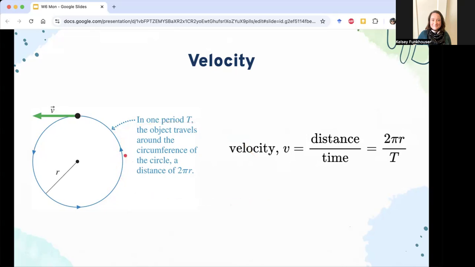So in this case, when it comes to the circumference of a circle, the circumference is 2 pi times the radius. And so we can also connect the linear velocity or tangential velocity to the period by taking the distance of 2 pi times the radius divided by the time, which is the period.